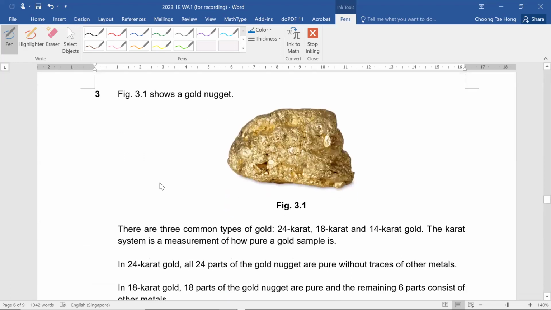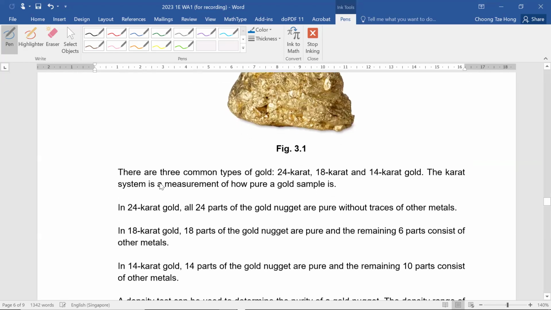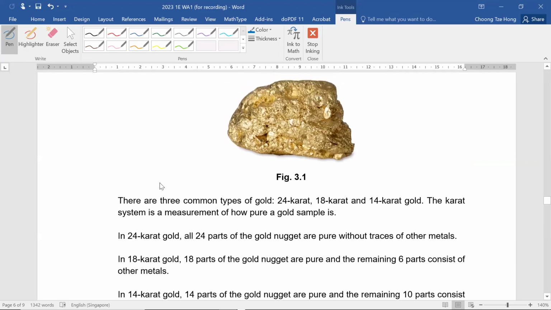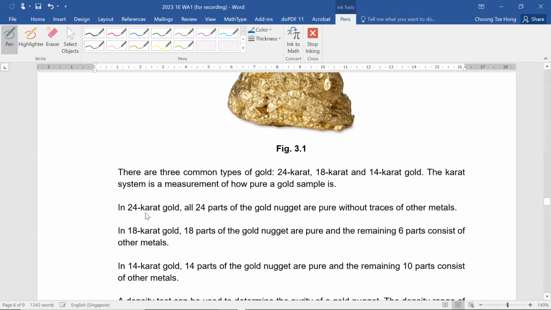Okay, let's move on to question 3. Question 3 is a long question, an interesting one. Figure 3.1 shows a gold nugget. There are 3 common types of gold: 24 karat gold, 18 karat, and 14 karat gold. The carat system is a measurement of how pure a gold sample is. In a 24 karat gold, all 24 parts of the gold nugget are pure without traces of other elements. It means it's a very pure form of gold.